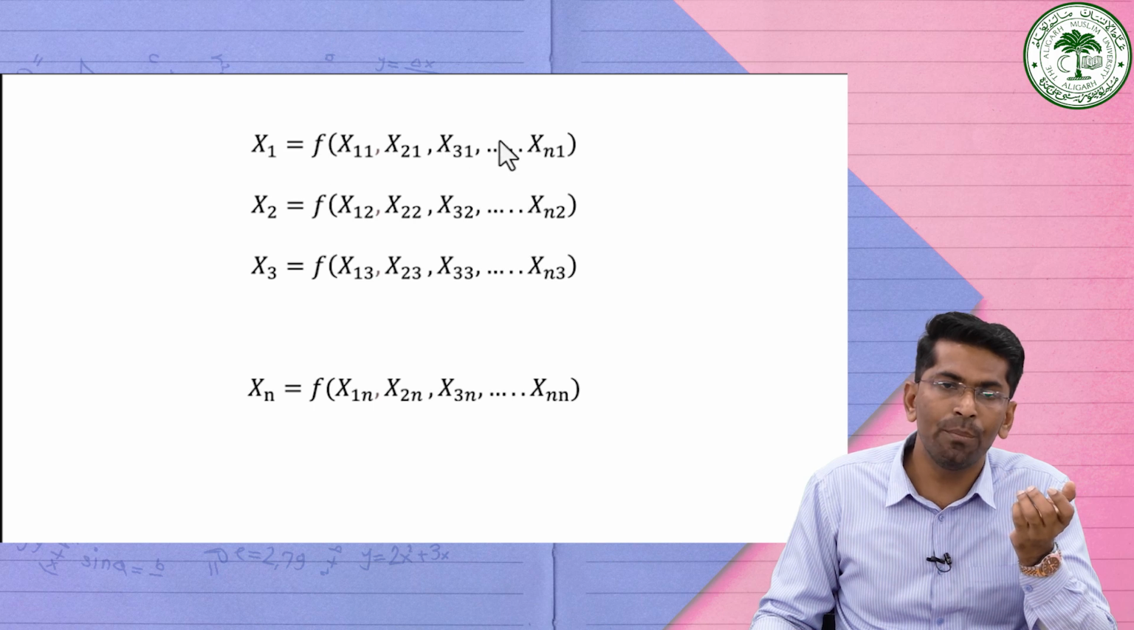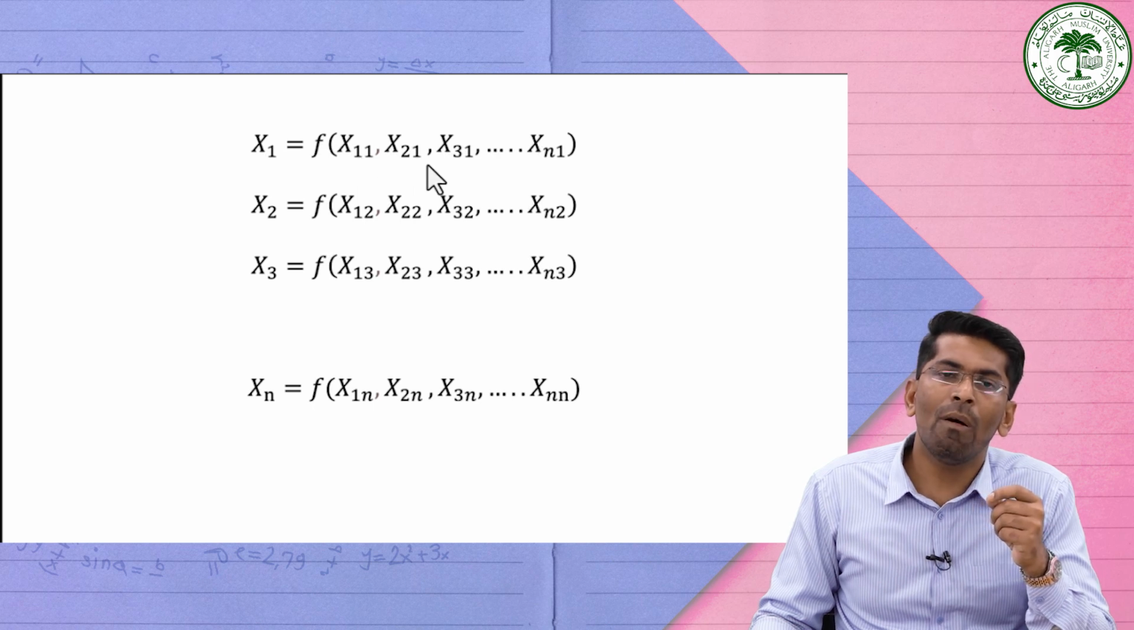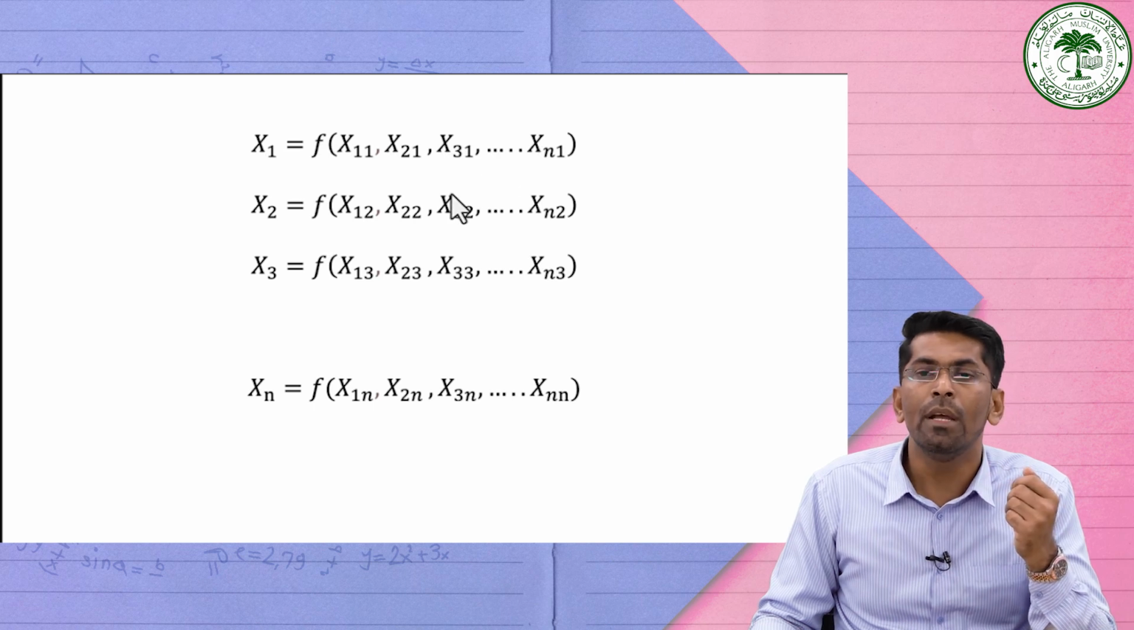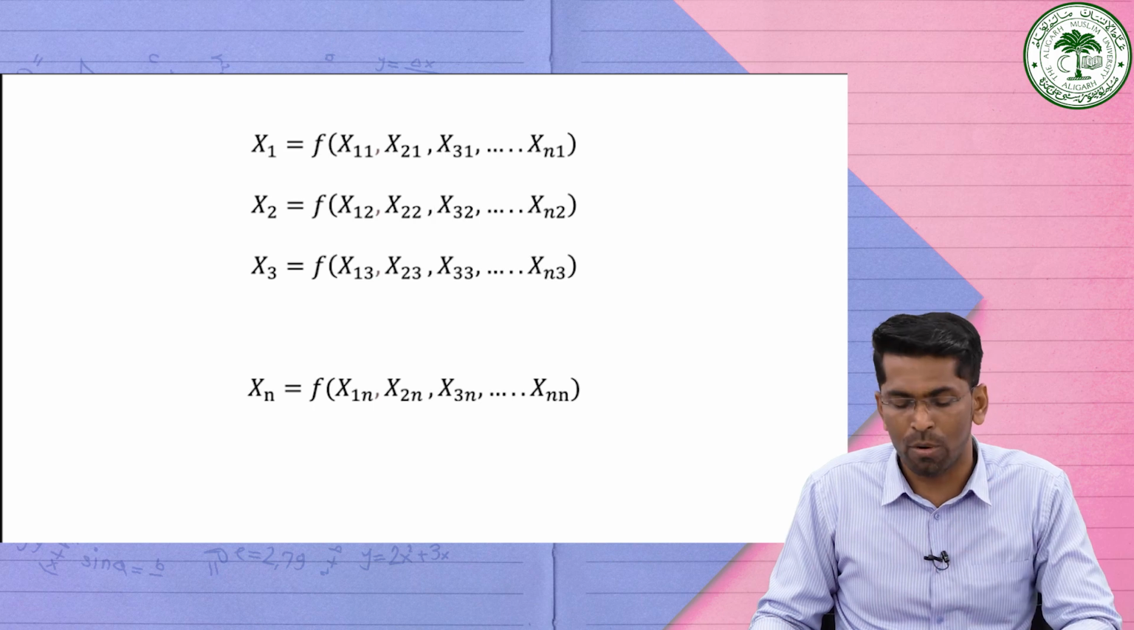All these are inputs from other sectors. X11 is the input from the same sector, and all the remaining ones take input from the other sectors of the economy. So it captures the interdependencies, or interrelationships, between different sectors of an economy.